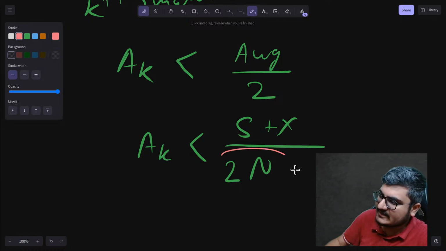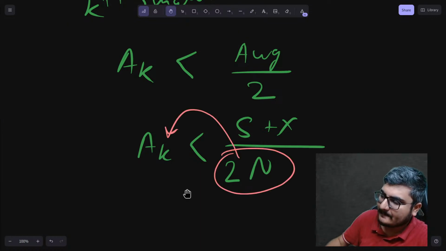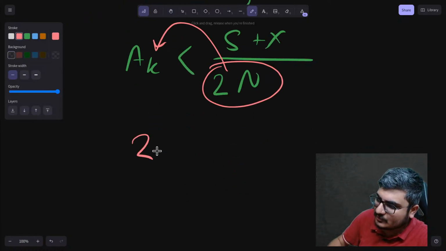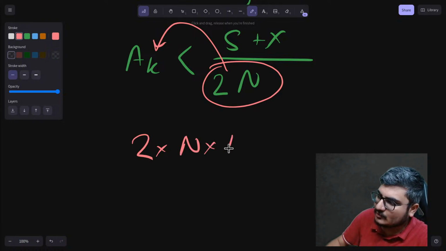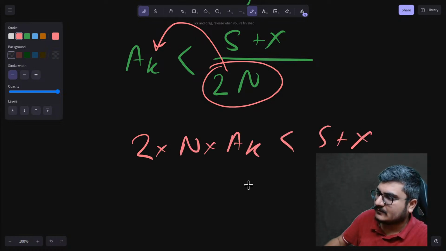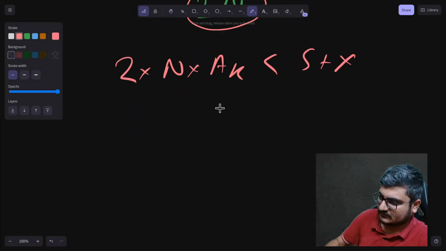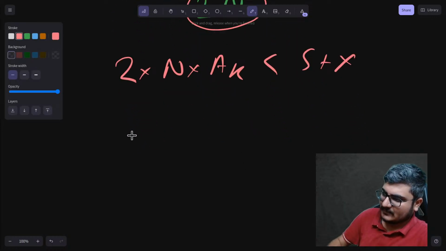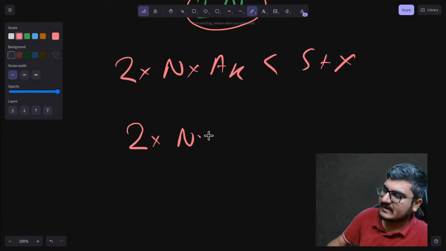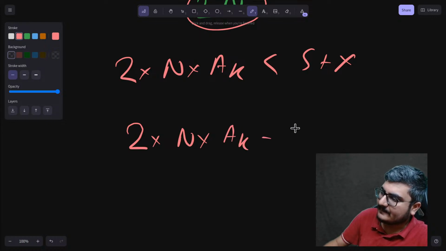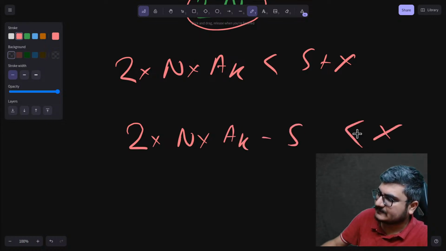Now in this equation, let's move this to this side. We will get 2 into n into ak is less than s plus x. And let's move s as well. So we will get 2 into n into ak minus s should be greater than x.